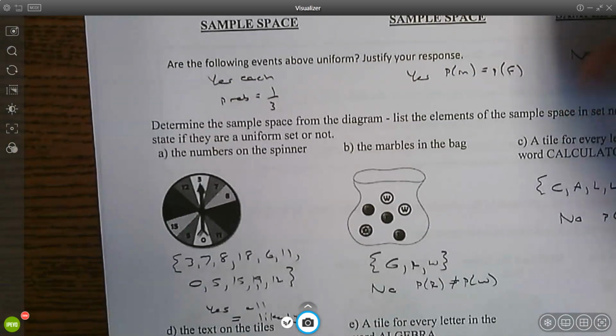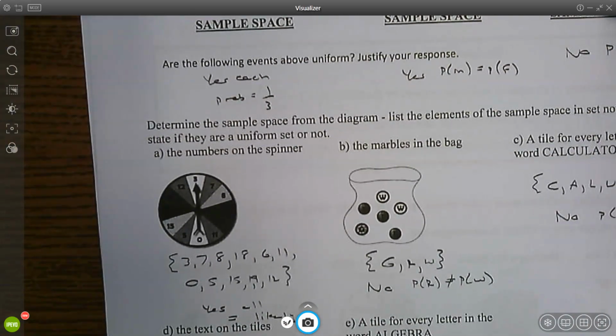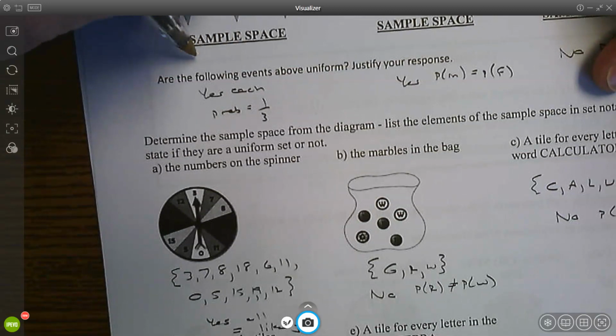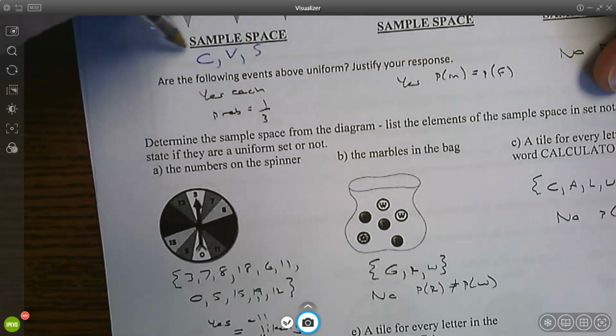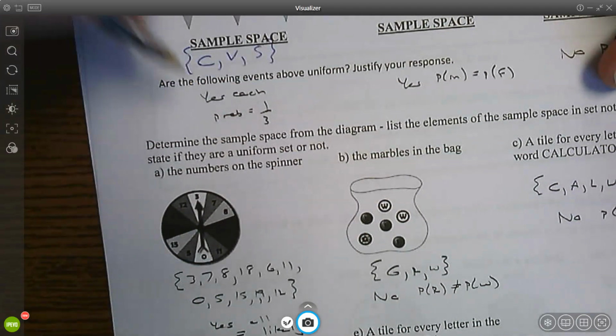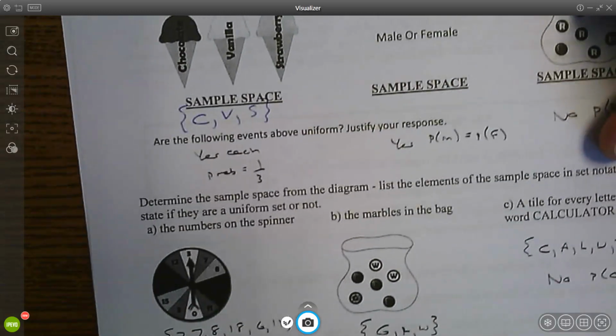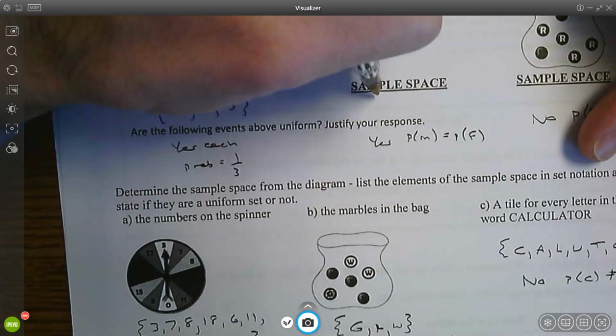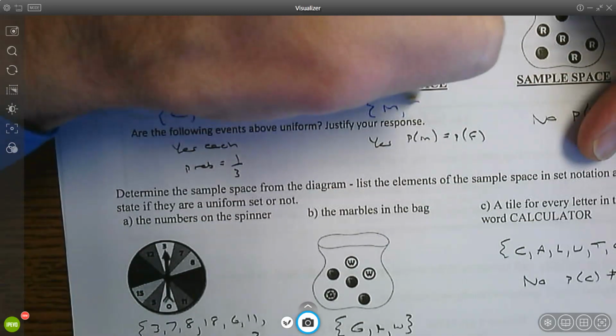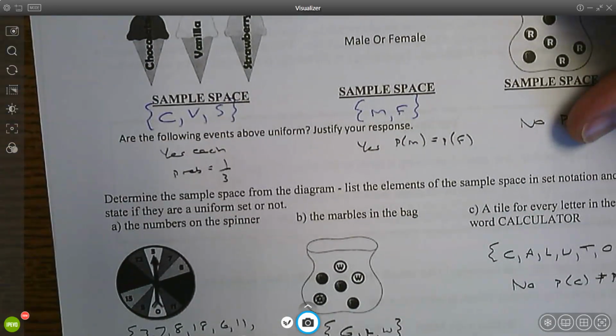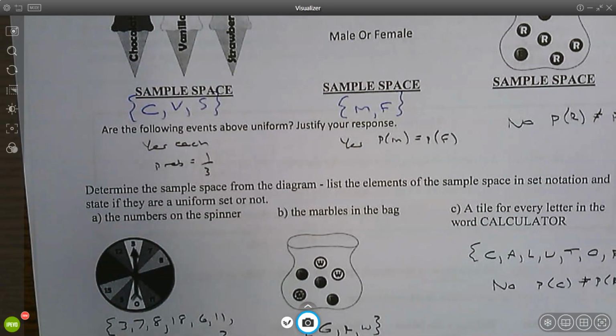Going over these questions for you. Ice cream flavors, the sample space, there's 3. There's chocolate, vanilla, and strawberry. And yes, this is uniform because each probability is 1/3. Determining the sex of a baby, the sample space is male and female. This is uniform because the probabilities are equal.